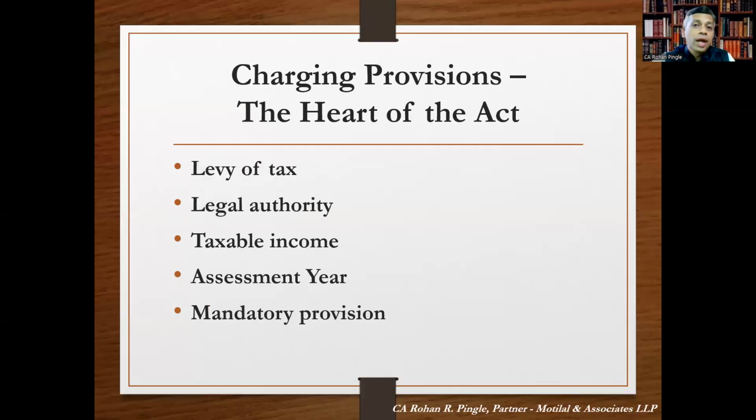Charging provisions, the heart of the Act. Every taxable statute must contain a charging provision. Without a charging provision, tax cannot be legally collected. The charging provision answers three basic questions: who is liable, what is taxed, and when is tax levied. This is why charging provisions are often described as the heart of the legislation. Whenever courts interpret tax laws, they first examine the charging section, because no tax can exist without express legislative authority.